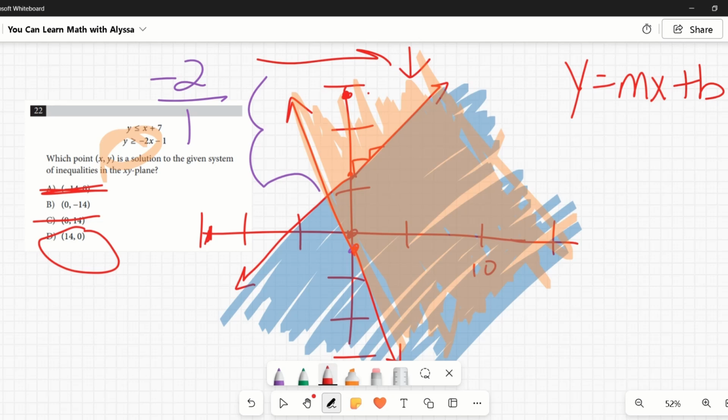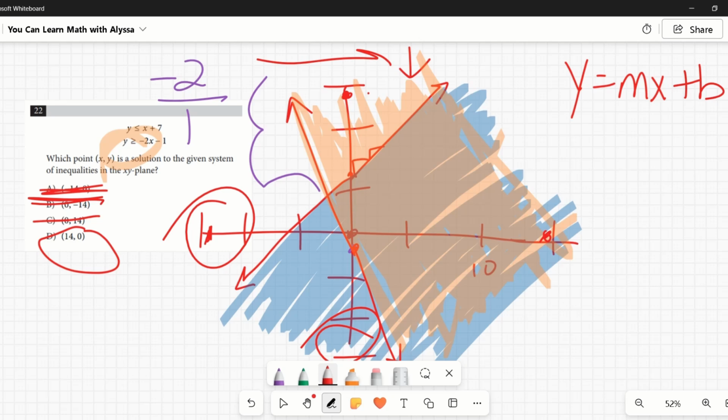But just as soon as I drew that line, and I know because it's greater than or equal to, I'm going to be shading above it, it's already eliminating those 2 points, which one of those I know was already eliminated, but it eliminates the other one, which is 0, negative 14. So again, 14, 0 is going to be the right answer.